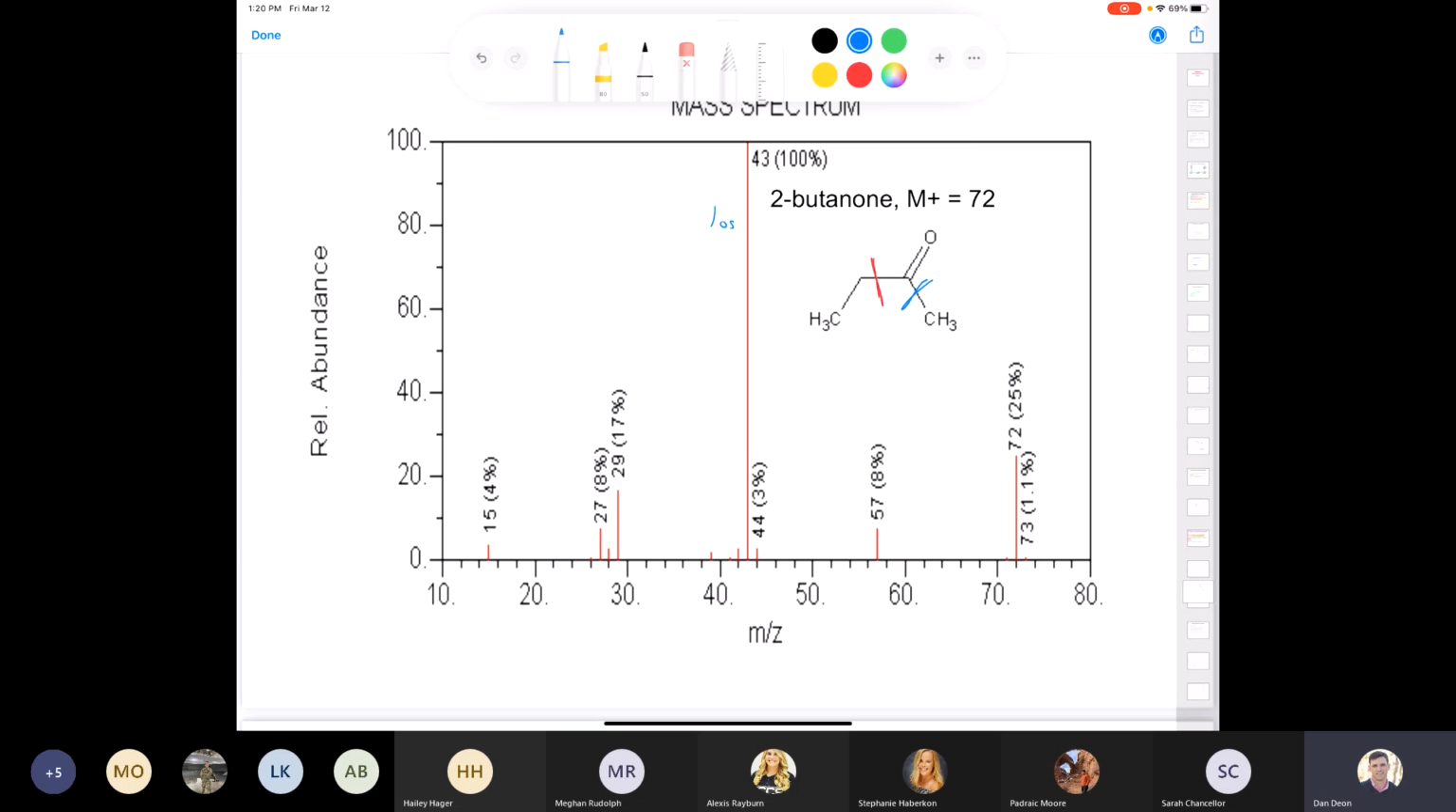So this would be loss of the ethyl radical, CH3CH2. So that would be loss of an ethyl radical. Then if you lose 15 at the blue line, that would be the loss of the methyl radical, right? M minus 15. So if you take 72 minus 15, you get 57. If you take 72, subtract 29, which is the mass of an ethyl, you end up with 43.